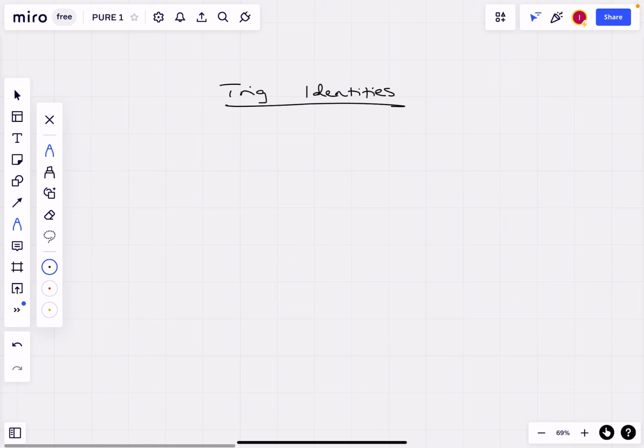In AS, you have two trig identities which you need to know. In A2, it gets a lot worse. You have so many that you need to know. In AS, there's only two. The first identity is sine squared theta, or x, plus cos squared theta, or x, equals 1. Okay?